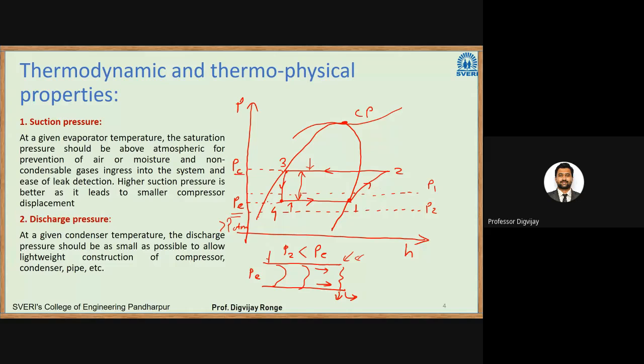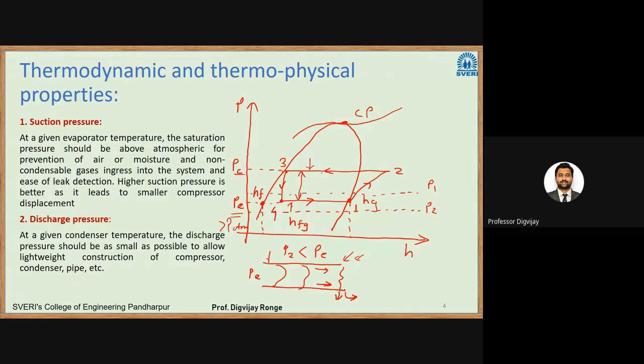Latent heat means the difference between, suppose I take here HF, that is enthalpy of saturated liquid, and here I take Hg. Whatever the difference between Hg and HF, that is HFG, that should be more. So we need a larger latent heat for a refrigerant. So it should have a higher critical point. In usual operation, it should not reach its critical point. In that case, the whole objective of refrigeration becomes obsolete.